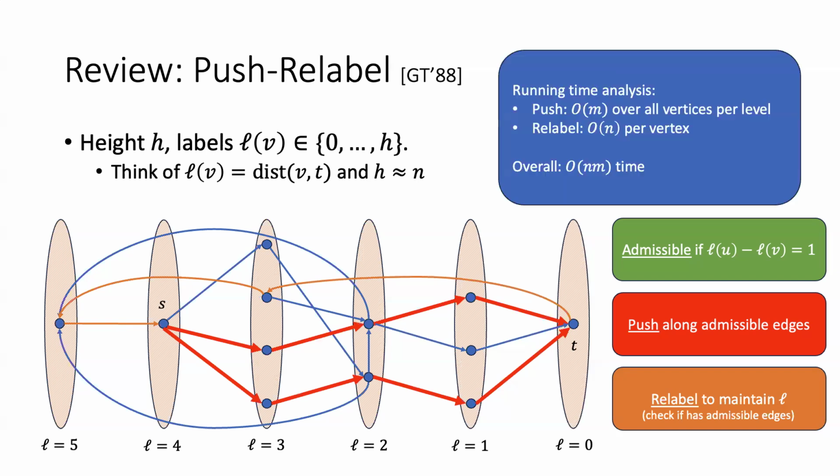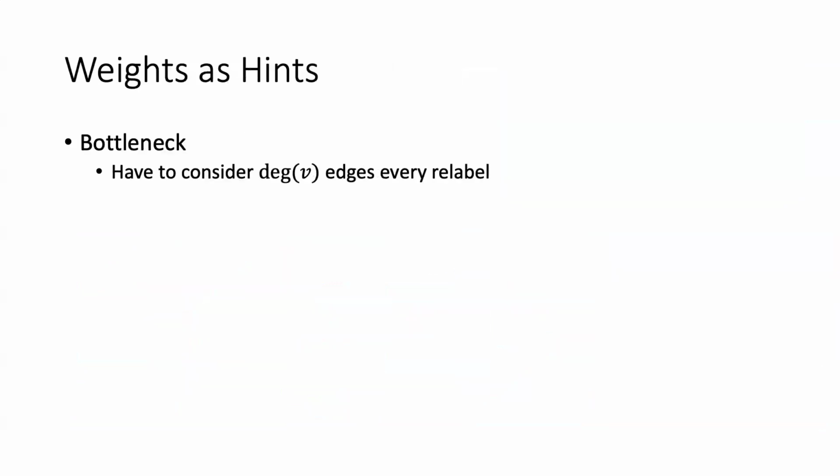To analyze the running time, we can see that for each vertex at each level, we need to spend its degree in time to check for new admissible edges and new push operations available. So over a single level, it takes O(m) time. And so this amounts to the final O(nm) algorithm. To speed up the nm running time, we notice that the bottleneck is having to check all the out edges for every vertex whenever it's relabeled. And to speed it up, we need to somehow be able to check fewer edges than this.